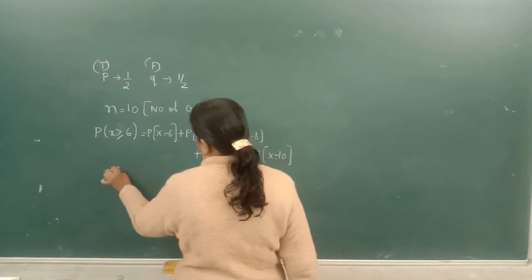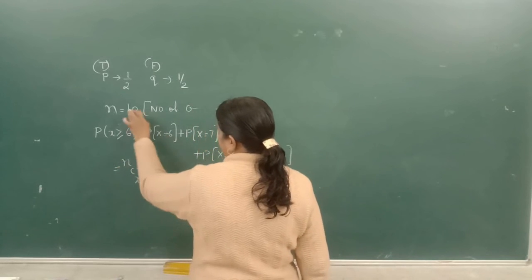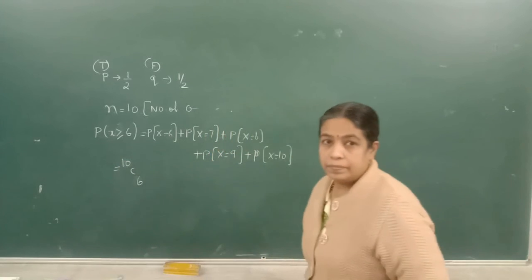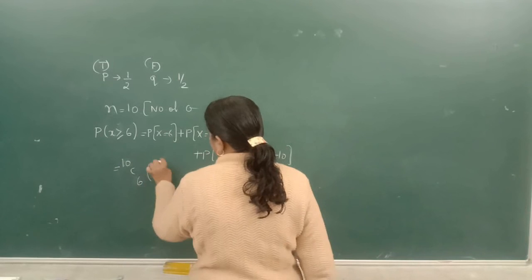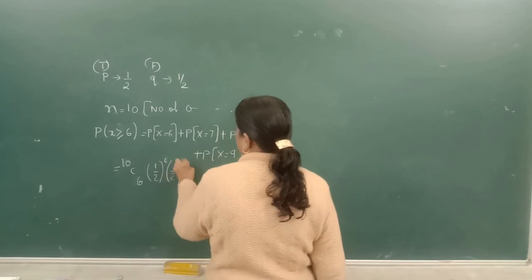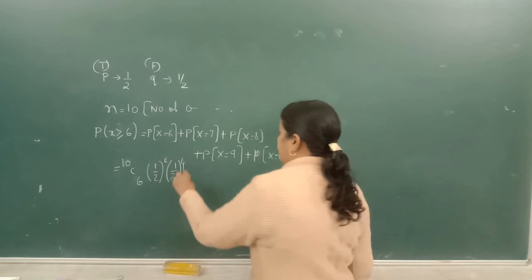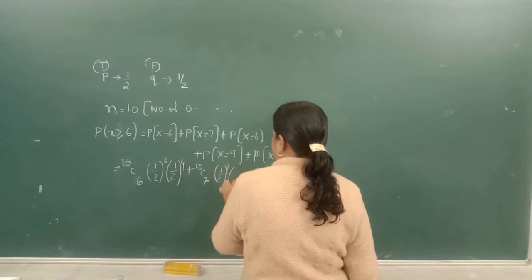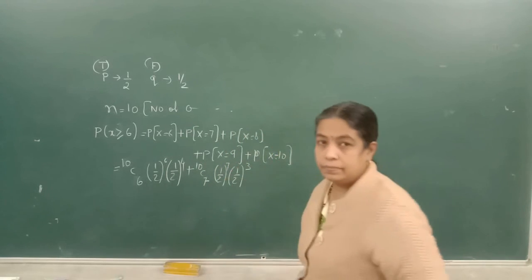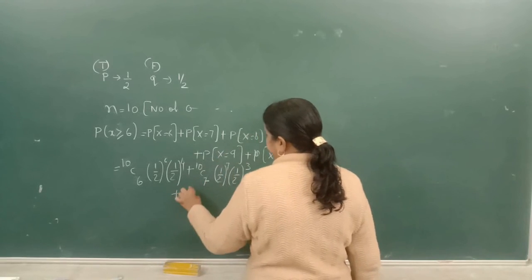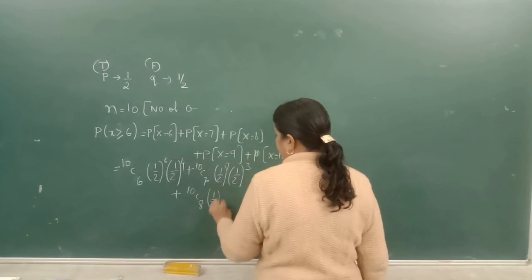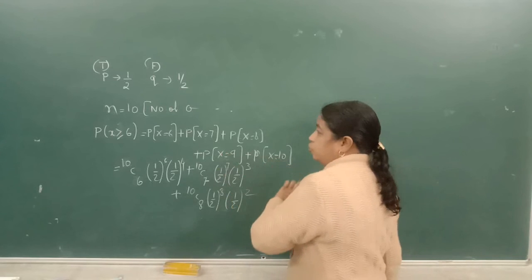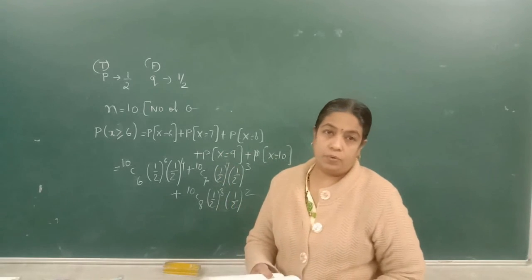Each time just put the value in nCx. So n means how many questions, total 10, x means how many should be correct, 6. Okay, p means 1 by 2 to the power 6, then the chances of wrong are 4. Similarly here 10C7 1 by 2 to the power 7, 1 by 2 to the power 3, plus here 8 is 10C8 1 by 2 to the power 8, 1 by 2 to the power 2. Okay, last 9 and 10 also you can write in a similar way and you can find out the answer.